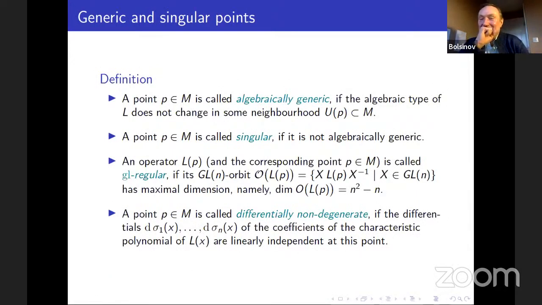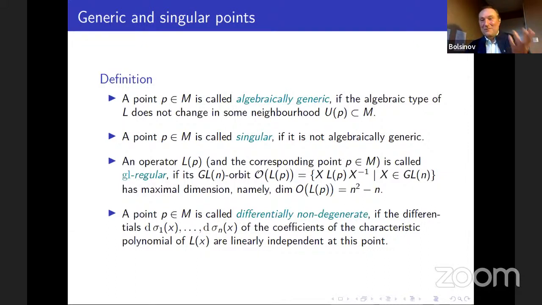So we need to discuss the singularities. What do I mean by generic and singular points? So we have an operator. The entries of this operator depend on local coordinates. What does it mean for the point to be algebraically generic? We say that it is generic if the algebraic type of this matrix does not change locally in a neighborhood of the given point. What do I mean by algebraic type? Jordan normal form, basically. Or, if you know what the Segre characteristic is, I mean exactly the Segre characteristic.